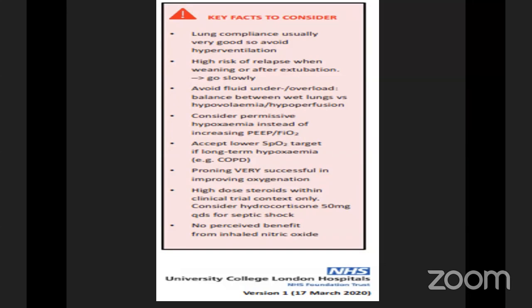Consider permissive hypoxemia, because saturation may be 88, so it's acceptable for them. Although now there is another trial just published, showing that saturation 94 and above has a better outcome than permissive hypoxemia. Also for COPD, you can accept lower. So also proning is very important and very successful for them.